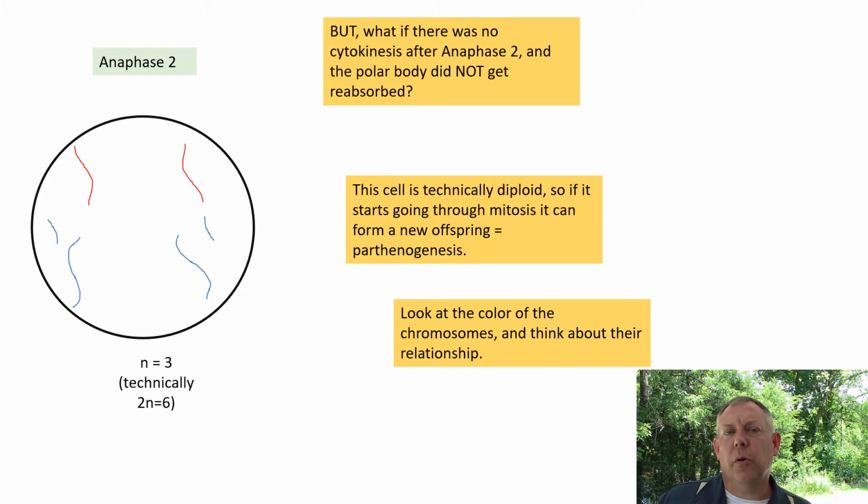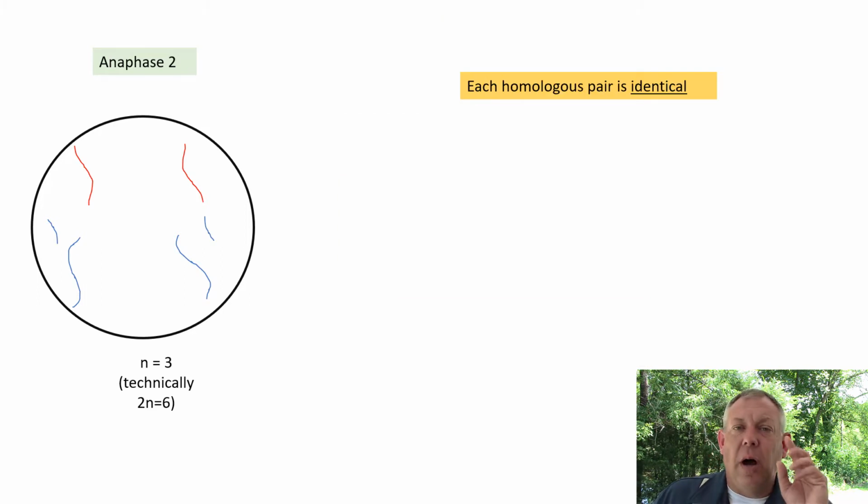So now look at the color of the chromosomes and think about their relationship, right? You've got these red chromosomes and blue chromosomes that came from the paternal and maternal. Red is maternal, blue is paternal. Now, if this cell starts going through mitosis and dividing, that red is actually its grandmother's chromosome, and the blue is its grandfather's chromosome, is another way to think about it. But also, again, think where these particular chromosomes in this example came from.